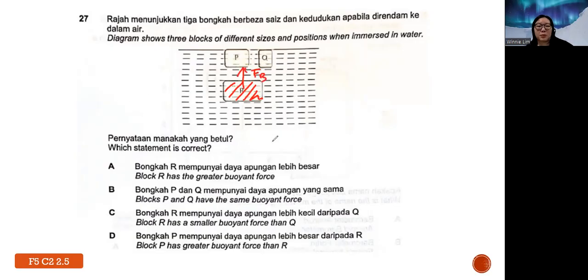So we see the options now. R has the greater buoyant force, correct. They have the same, no. Block R has a smaller one, then cannot. P has greater, also cannot. So the option is A.